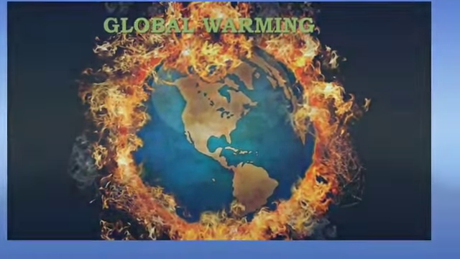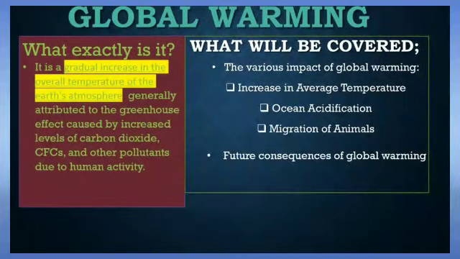Global warming. What exactly is it? It is a gradual increase in the overall temperature of the Earth's atmosphere, generally attributed to the greenhouse effect caused by increased levels of carbon dioxide, CFC, and other pollutants due to human activity.